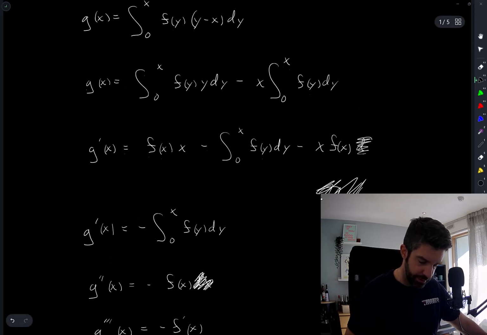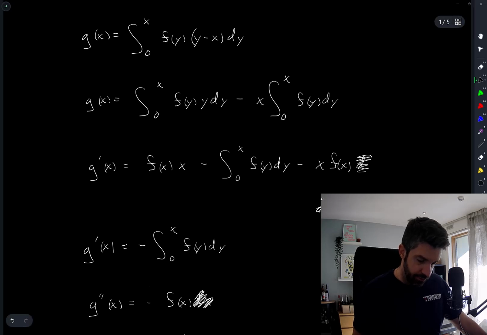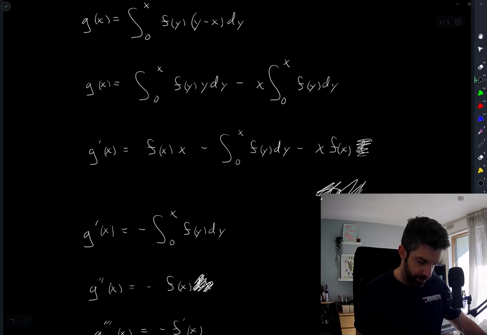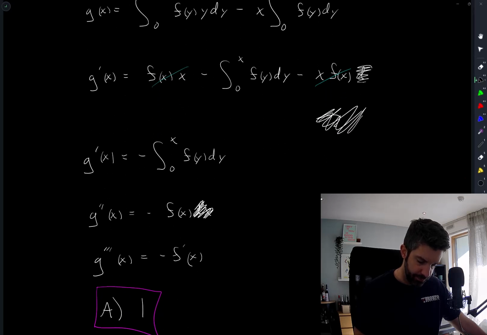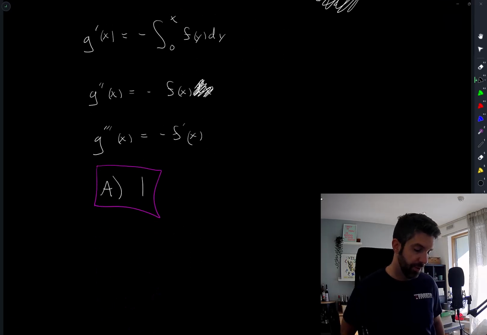Let me just make sure that I did these computations correctly. g prime is f of x times x by the fundamental theorem of calculus. Here I've used the product rule. The derivative of x is 1, left with the integral, minus x times the derivative of this, which is f of x. Those cancel. And so I have g prime is the negative integral of f. Yeah, so we only need one derivative of f to exist.